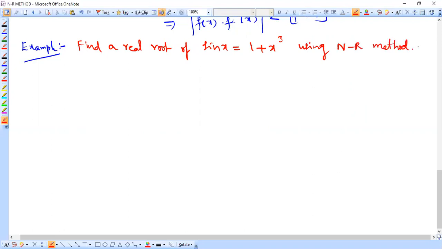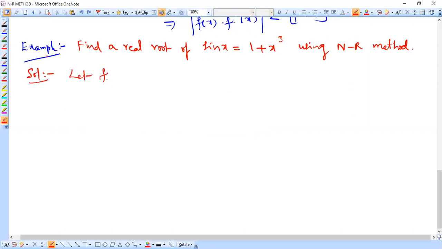Newton-Raphson method, Newton's method, Newton's iterative method. These are all the same. They represent the same. Okay, keep that in mind. Now let us see what is our f of x here. Let us look at the solution part.